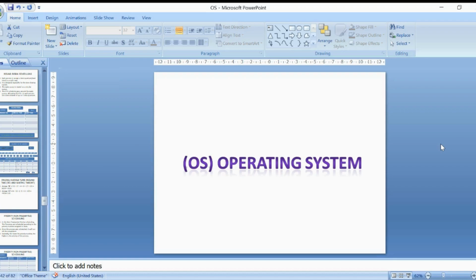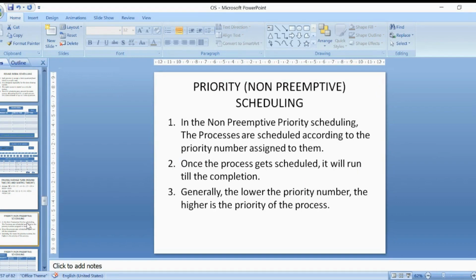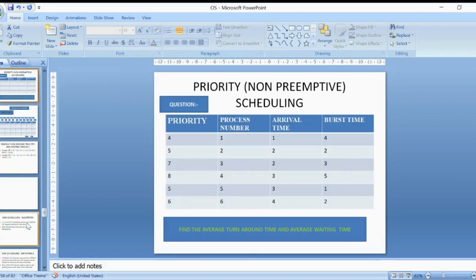Today I am going to continue operating system from where I had left. Today I am going to continue from priority non-preemptive scheduling. In non-preemptive priority scheduling, the processes are scheduled according to the priority number assigned to them. Once the process gets scheduled, it will run till completion. Generally, the lower the priority number, the higher is the priority of the process.